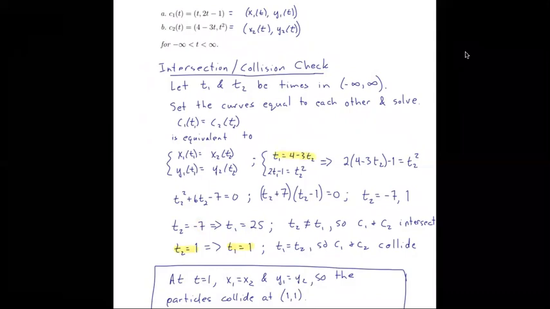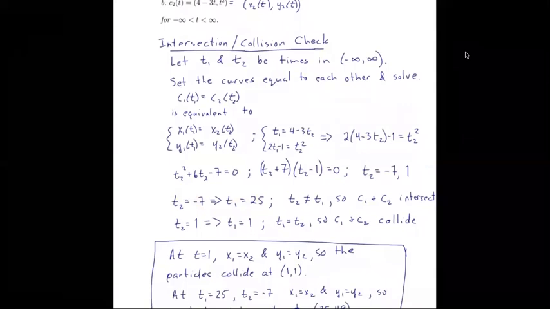These two times match, so not only do these two parametrizations have the same point on them for T1 equals 1 and T2 equals 1, but they do it at the same time. So they're occupying the same point at the same time, so that these trajectories are colliding for T1 equals 1, which is the same as T2 equals 1.